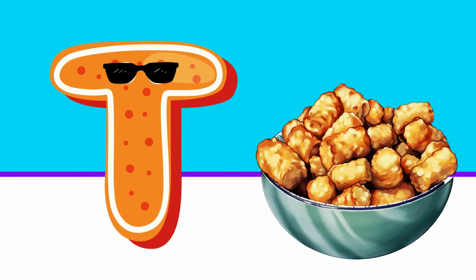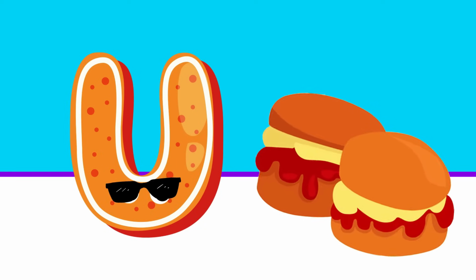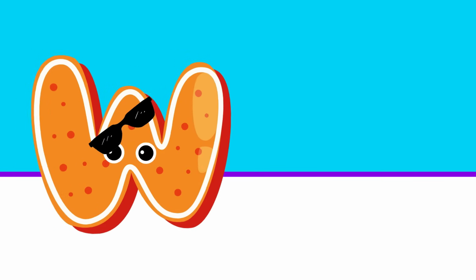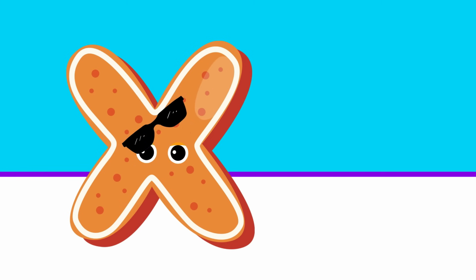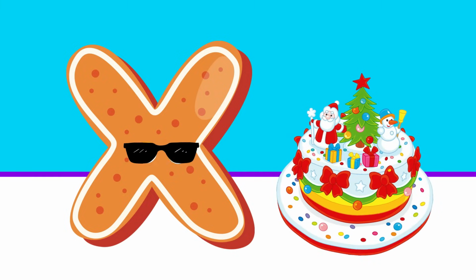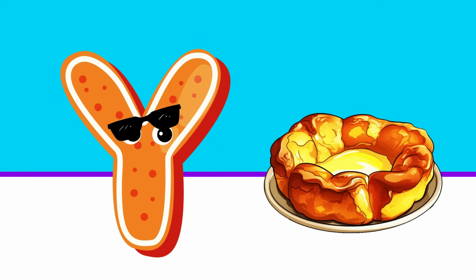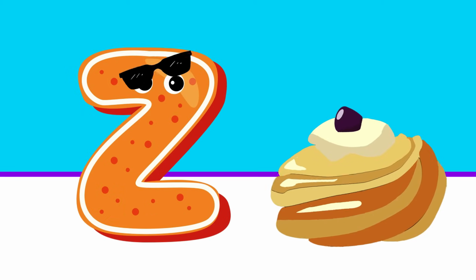U is for Utah scone. V is for vanilla wafer. W is for waffles. X is for X-mas cake. Y is for Yorkshire pudding. Z is for Zeppo.